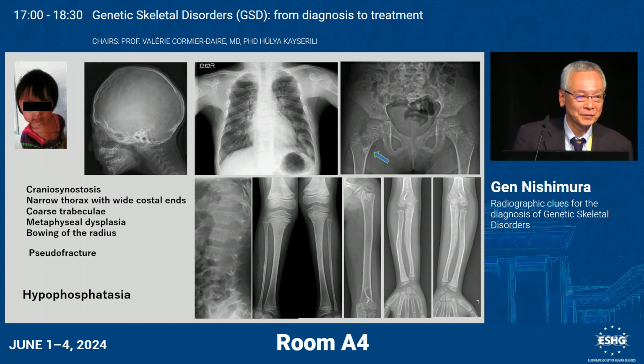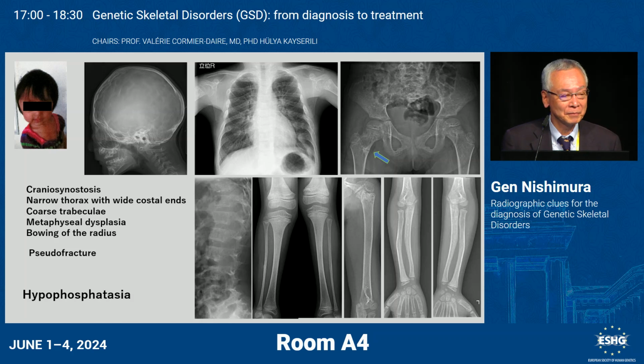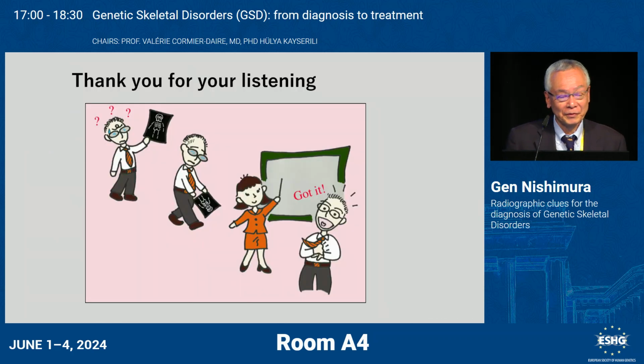Childhood type hypophosphatasia. Of course, diagnosis is easy based on laboratory findings, but radiological diagnosis may be difficult. At the meeting in Albi, Valerie showed a case similar to that one. Thank you for your listening.